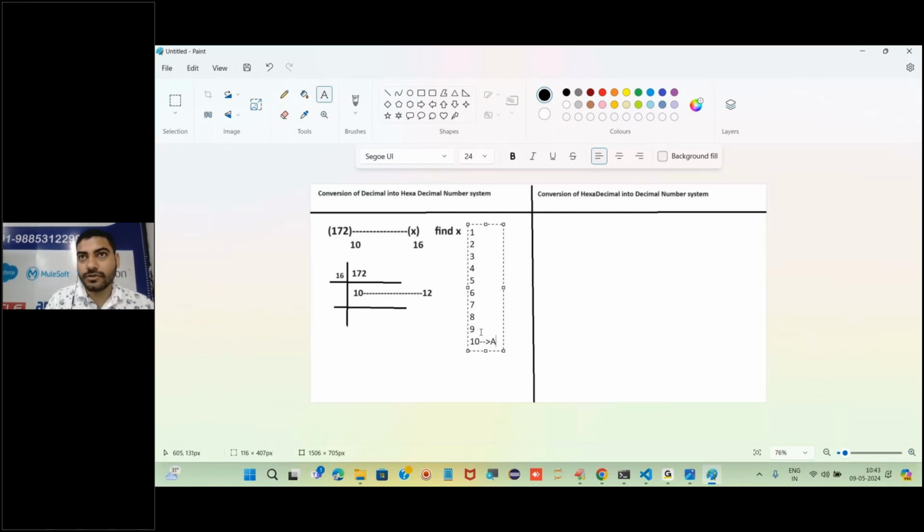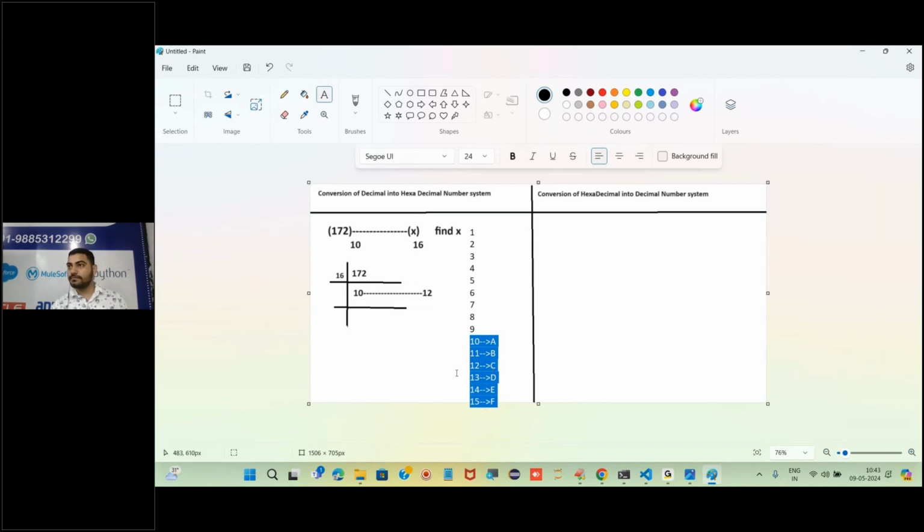A. Either it could be small a or capital A, anything. 11th, what is it? B. 12, C. Next is 13, what is it? D. 14, what is it? E. And the last one is 15. Because the base is 16, so from A to F we are going to take 10 to 15.